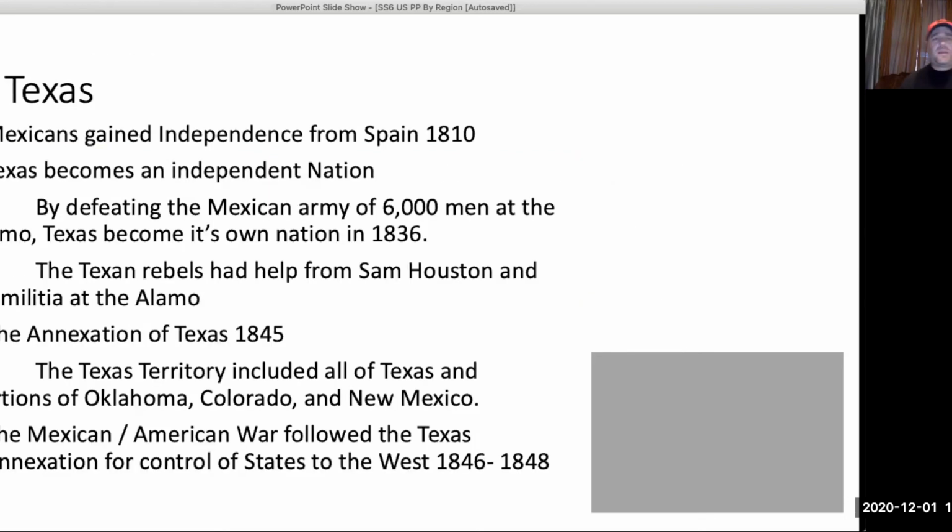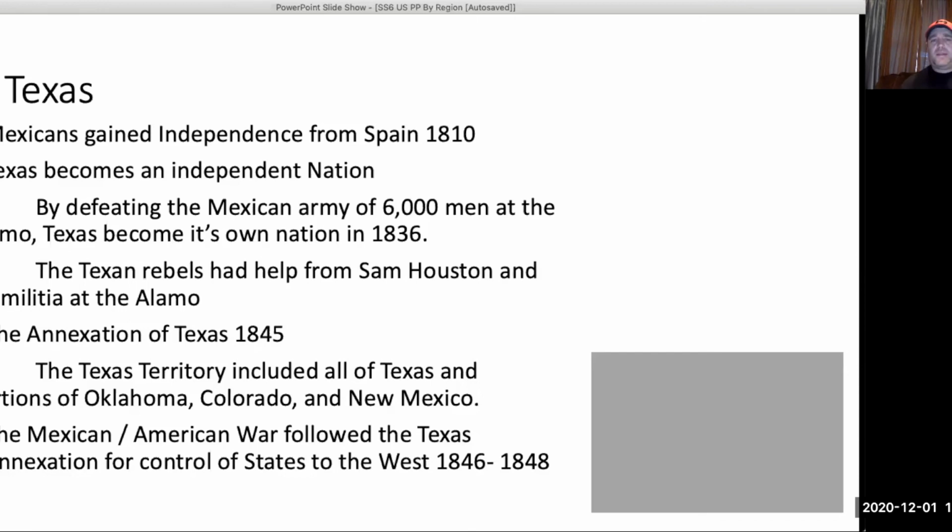All right, Texas. Let's talk a little bit about Texas. Texas was owned by the Spanish, right? The Spanish owned Mexico and the territory north, which was Texas, part of Colorado, part of Oklahoma, and they owned all those states out west: New Mexico, Arizona, Utah, Nevada, and California.